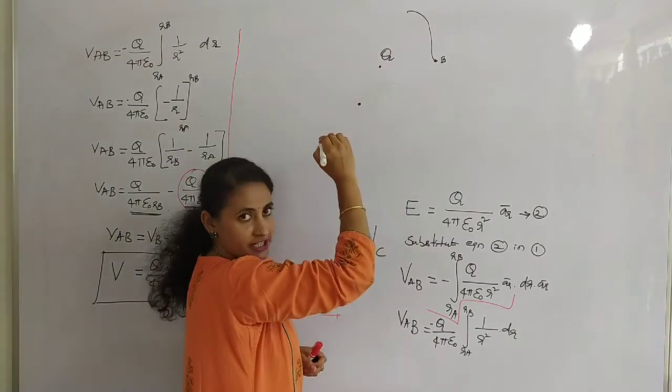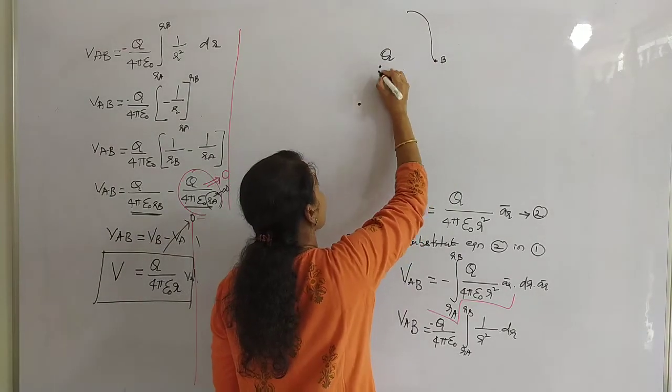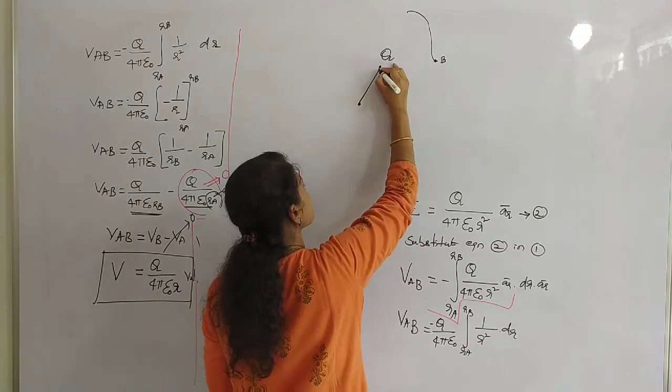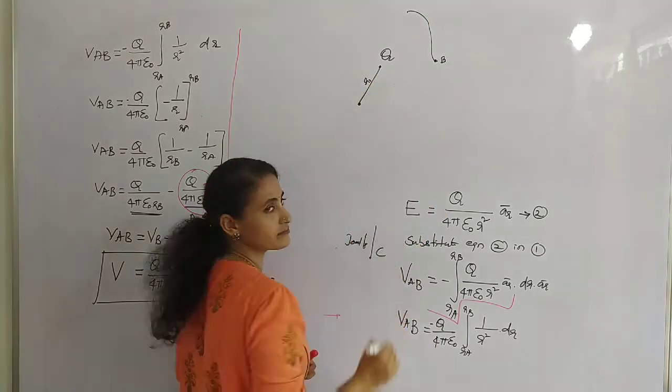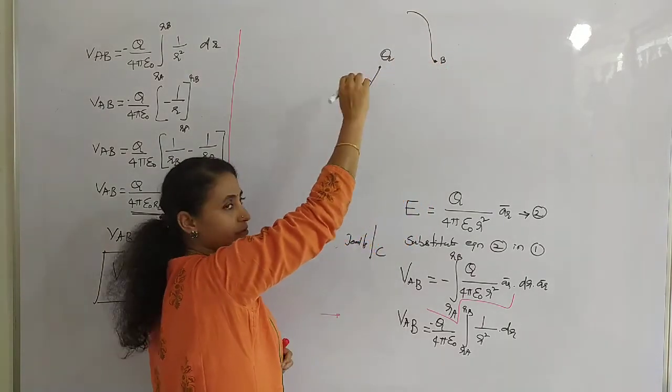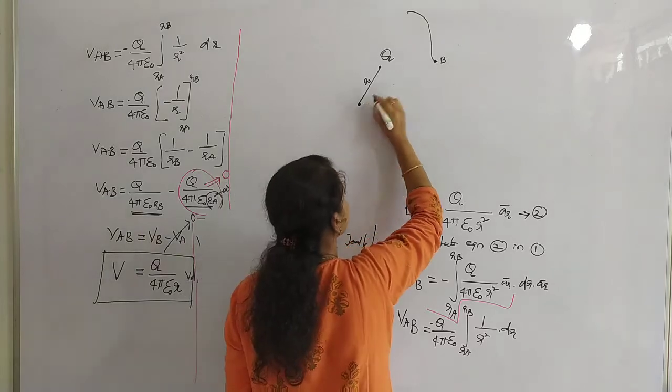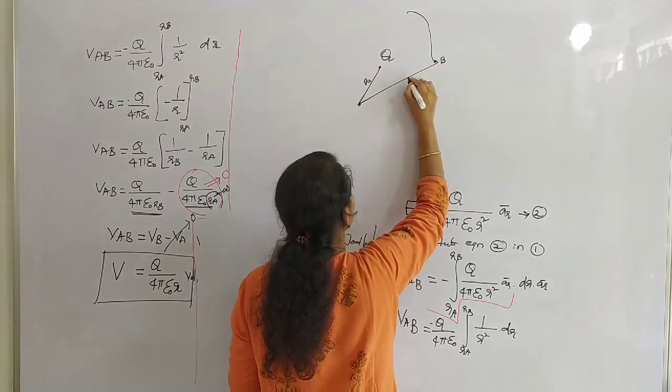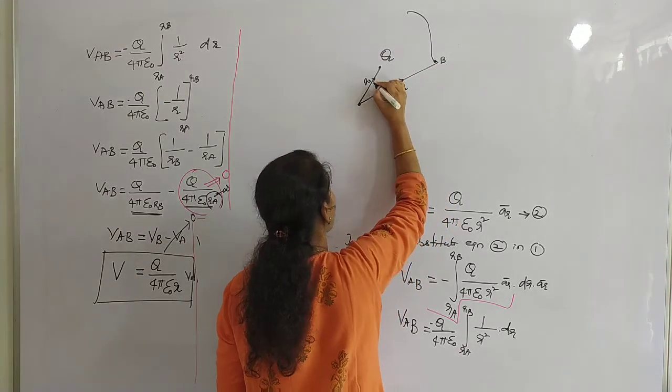Now here is an origin. Let the point charge Q be at a distance of R1. And this is a charge that has been moved from infinite distance to the point B. Let this be at a distance of R from the origin.